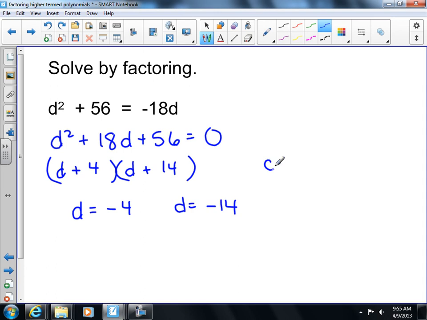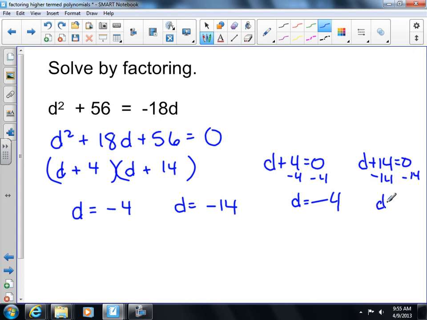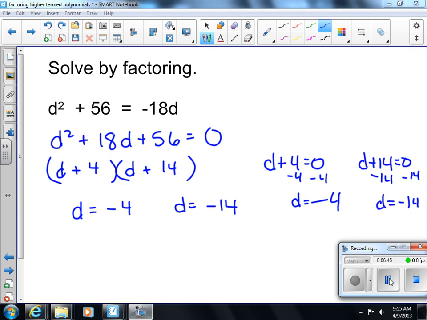Because remember, you set them each equal to 0. D plus 4 equals 0, or d plus 14 equals 0. Solve, and I get d is equal to negative 4. Or here, d is equal to negative 14. Okay, so those are your two solutions. Any questions on solving a quadratic by factoring?